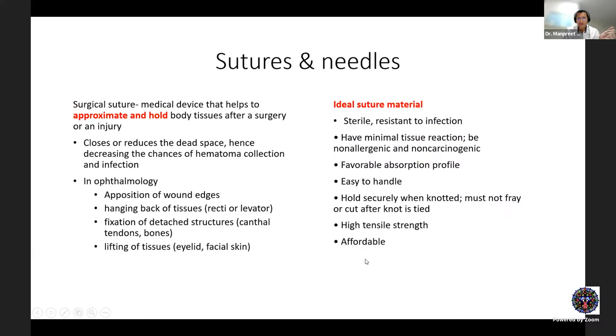And okay, so now we are having some time. We'll talk about sutures and needles.